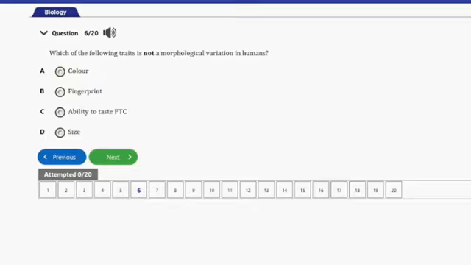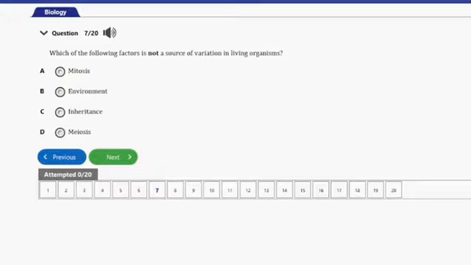That's question number 6 here. It says, which of the following traits is not a morphological variation in humans? We have A, color, B, fingerprint, C, ability to taste PTC, and D, size. So guys, the answer to this question is option C. Ability to taste PTC is not actually a morphological variation, because morphological variation should be seen physically in humans, and ability to taste PTC, guys, is not something you can physically see. So that's the answer to this question. So let's go ahead and consider the next question, guys.